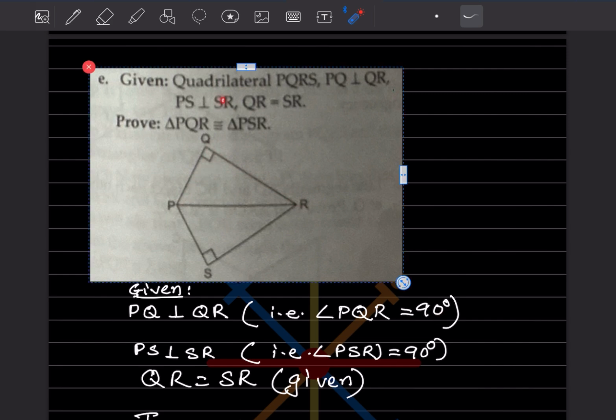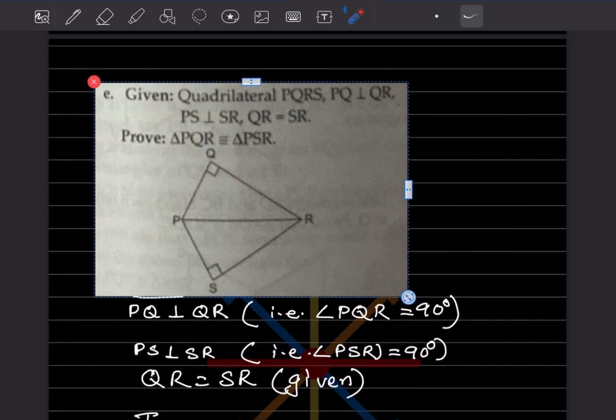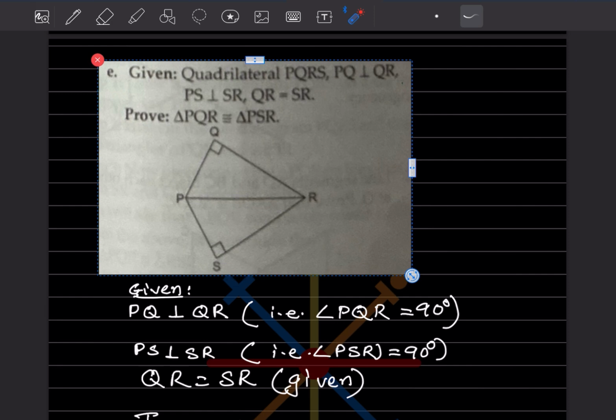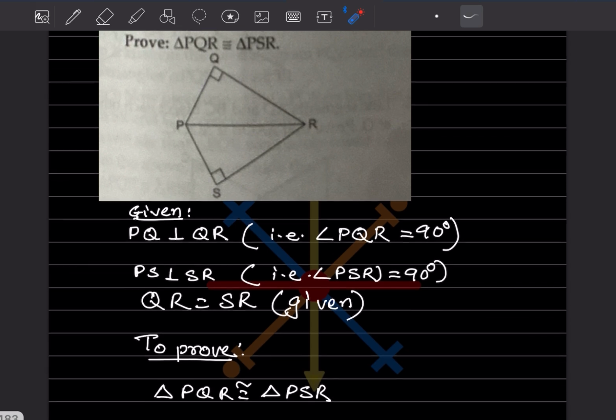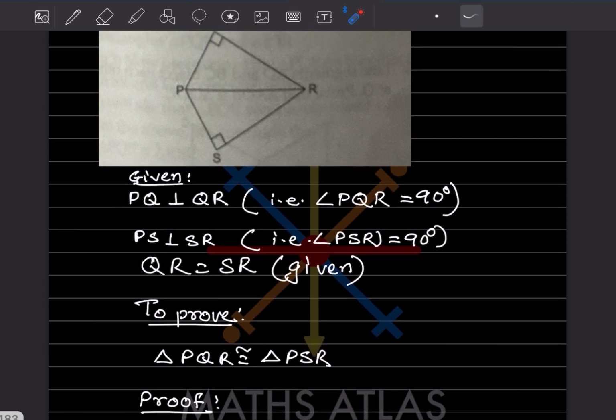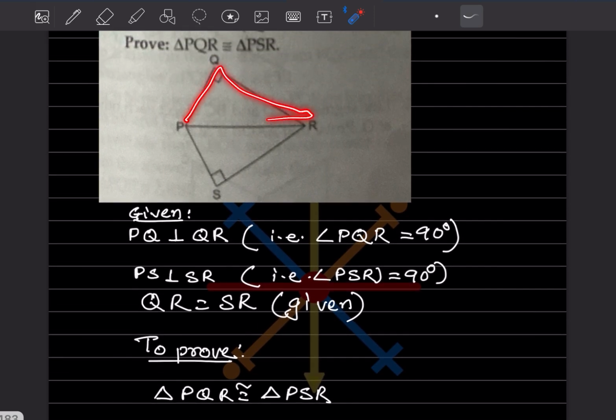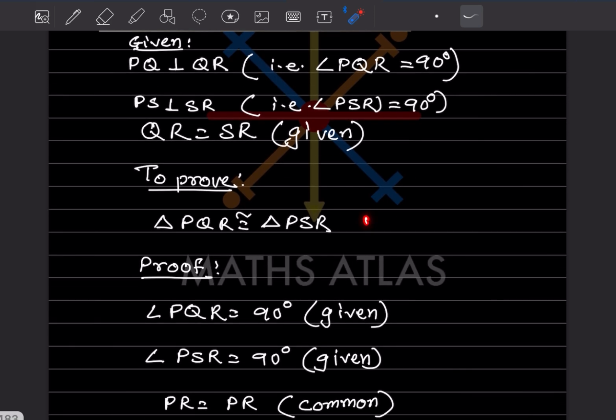And when they say PS is perpendicular to SR, we take this whole angle PSR. So this is going to be 90 degrees. So now what we can say here, QR is equal to SR, which is given. So we have to prove that this triangle PQR is congruent to this triangle PSR.